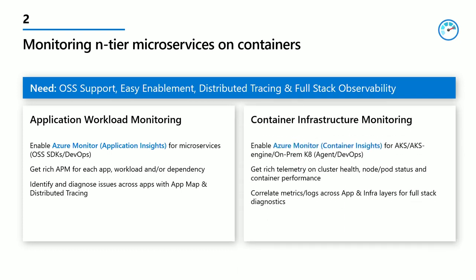Now, these applications, as I said, would be deployed on some kind of containers. It could be AKS, it could be Arc, it could be AKS Engine, on-premises Kubernetes, whatever technology you're using. You can use Azure Monitor to monitor these container resources. Once you enable Container Insights, you'll get rich telemetry, cluster health, node and pod status, container infrastructure metrics, and performance metrics. If you're using Prometheus as well to collect some basic application metrics, we do integrate with that, so you can continue using that as part of your telemetry.